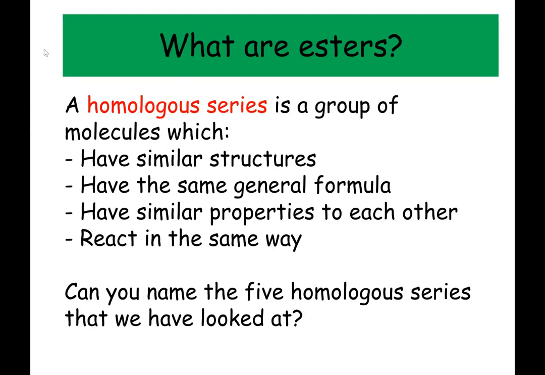So within each of those groups, all of the alkanes have got similar structures, the same general formula, similar properties, and they react the same way. Alkenes all have similar structures, same general formula, similar properties, and react in the same way, and so on. Okay, they're different from each other, so alkanes are different from alkenes. All the alkanes are similar to each other. All the alkenes are similar to each other, and so on.